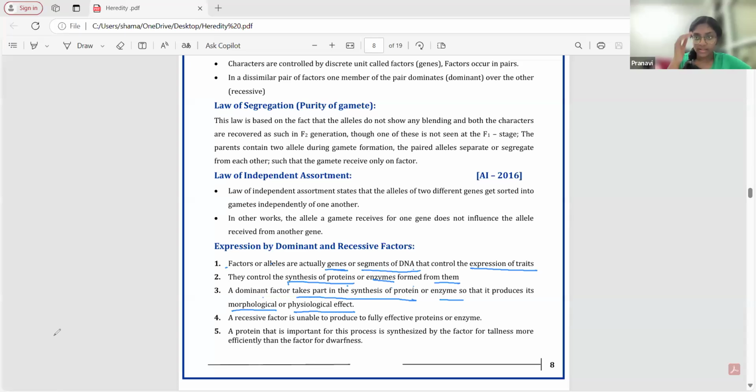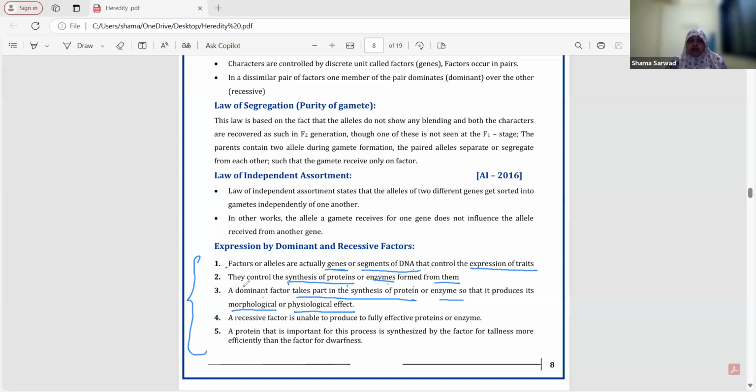So my question, even in the beginning, was this only: how does the cell know which trait it should take for synthesis? The genes question is basically given directly here. The protein is given here. See, it is only the expression by the dominant and recessive factors. So which factor is dominant and which one is recessive? It completely depends upon the synthesis of protein and enzyme.